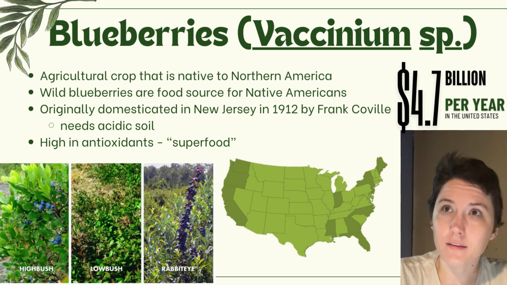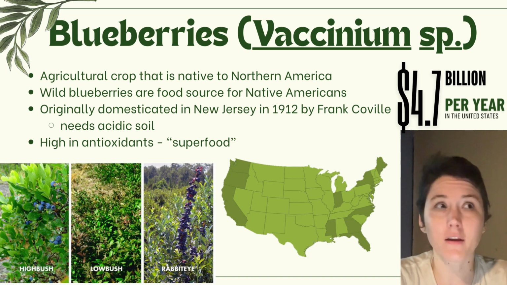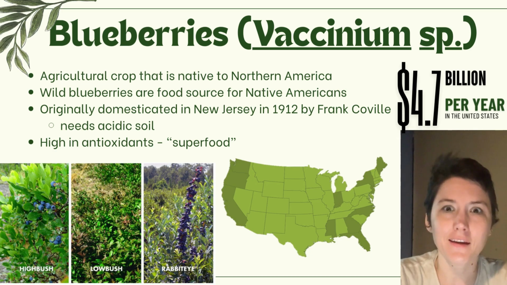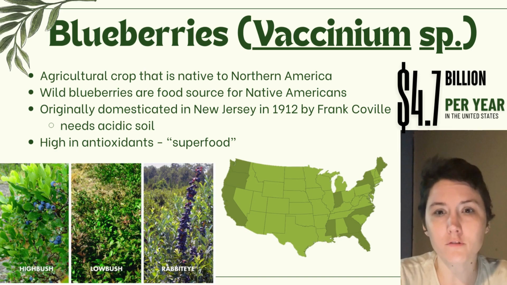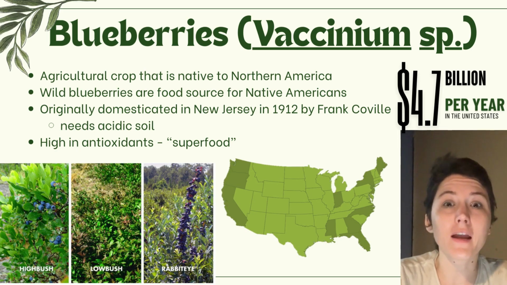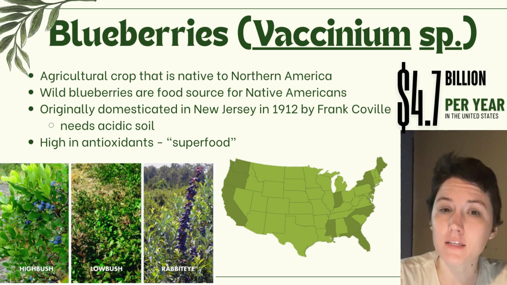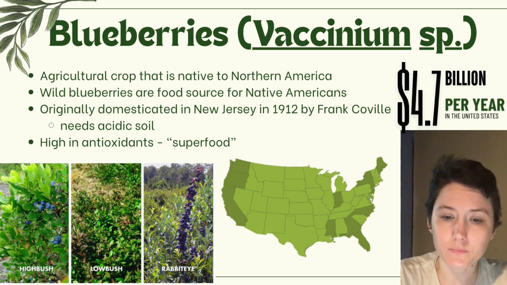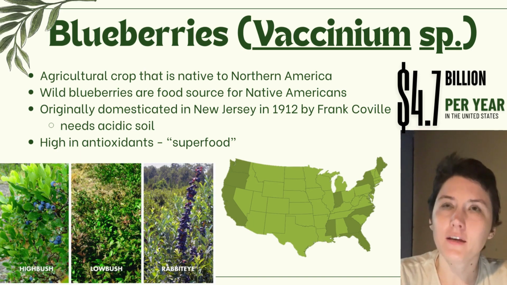And blueberries are native to North America, and they were foraged by Native Americans for thousands of years, but it was never domesticated. And this is what's really interesting, is it was hard to domesticate. But in 1912, Frank Koval, a botanist, was able to domesticate them by figuring out what they needed to survive, and it was really acidic soil, so in the 4 to 5 pH range. And then blueberries started taking off.